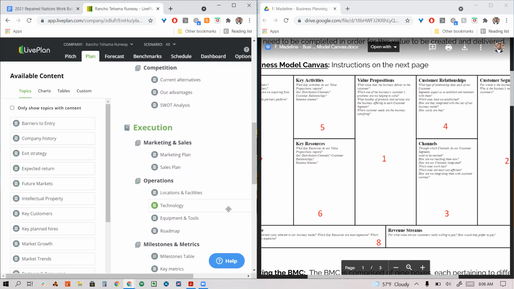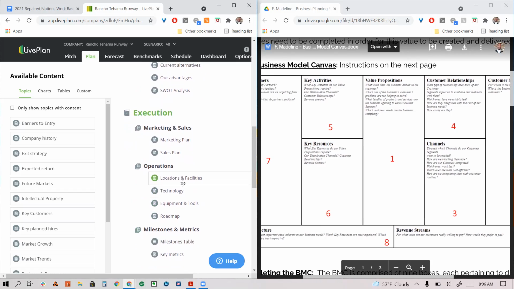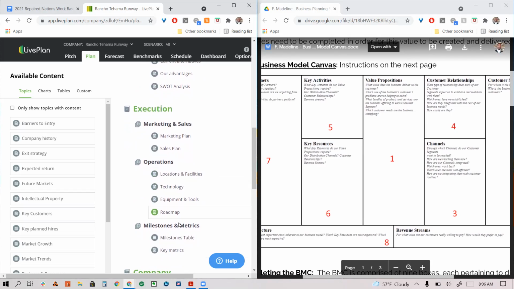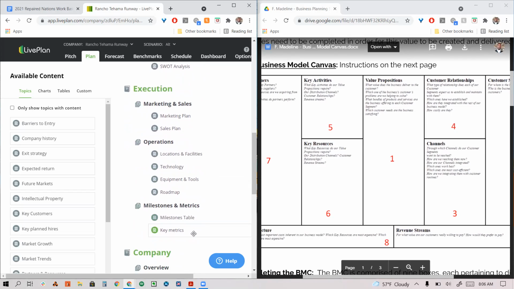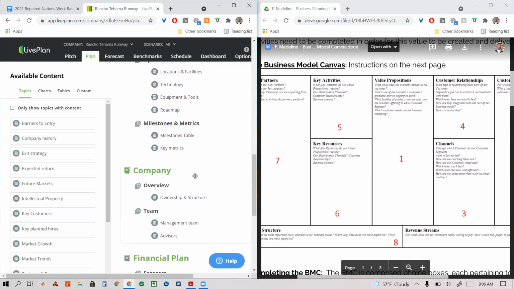Operations, that's kind of key activities as well as key resources, talking about what you need to make the thing go, who's going to be involved. There's a place in here for milestones and metrics. If we wanted to, we could adjust the business model canvas to make room for that. There's a place here for the company and ownership structure. That's kind of getting into partners: who's involved, who's the team, who are the advisors.